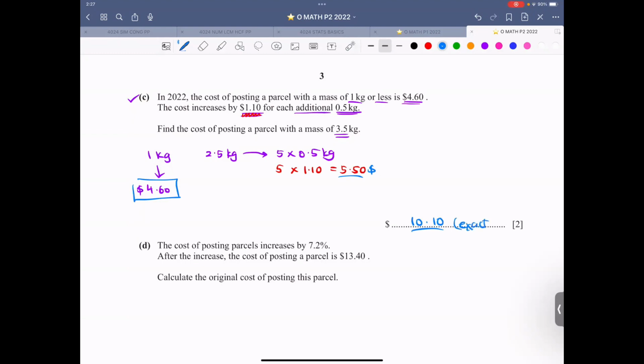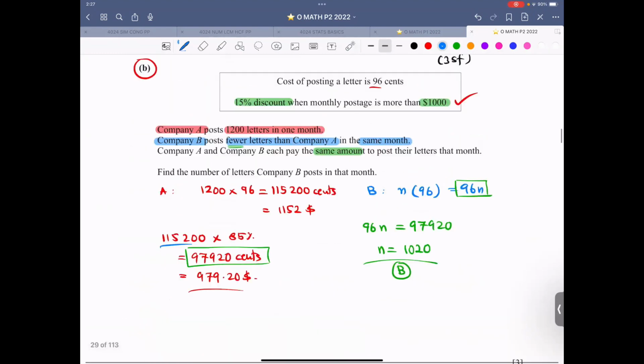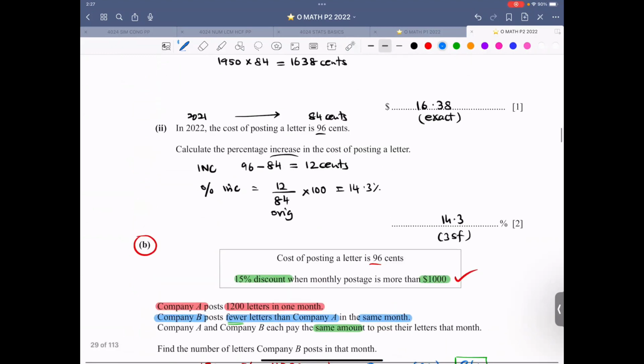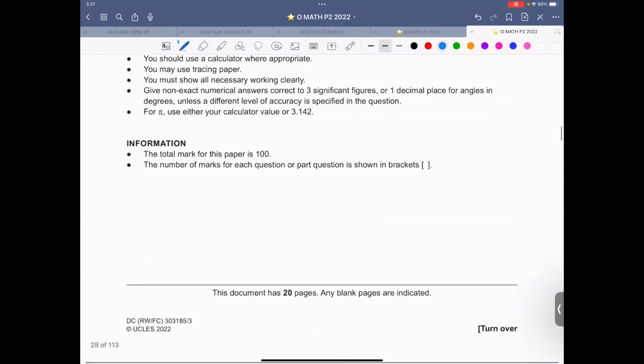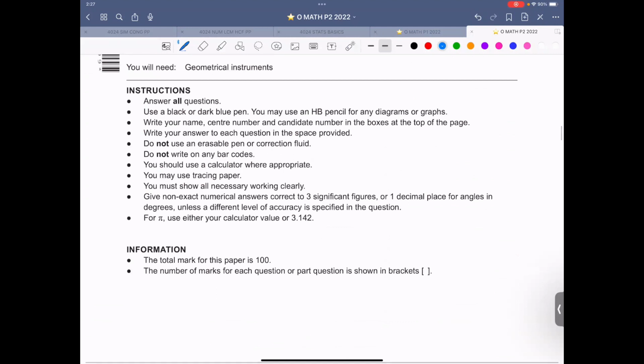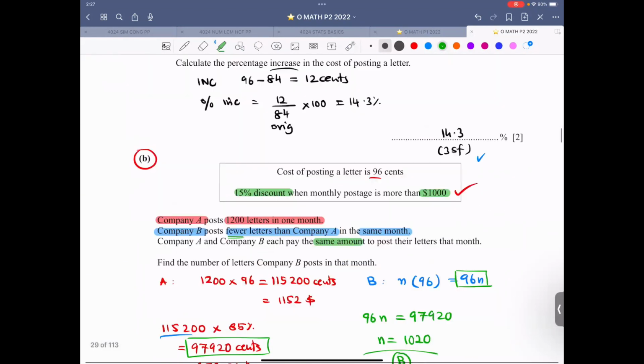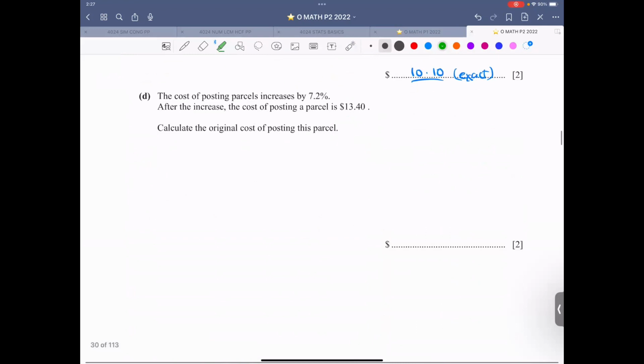So 10.10, that is the exact answer. Over here, an exact answer needs no rounding off. And let me pinpoint to you where it's written. So over here, it's written, give non-exact numerical answers correct to 3 significant figures. That's non-exact. So if it's exact, we leave it as it is.